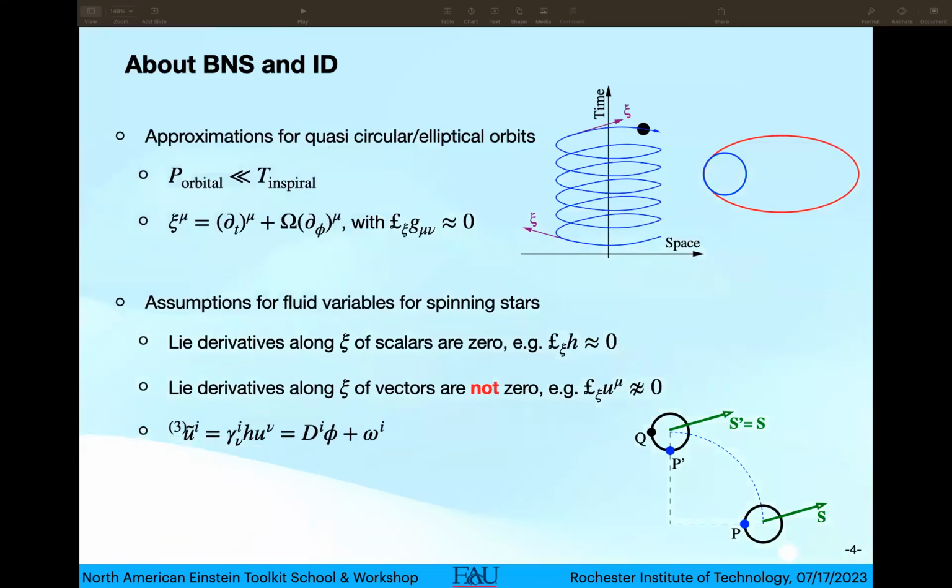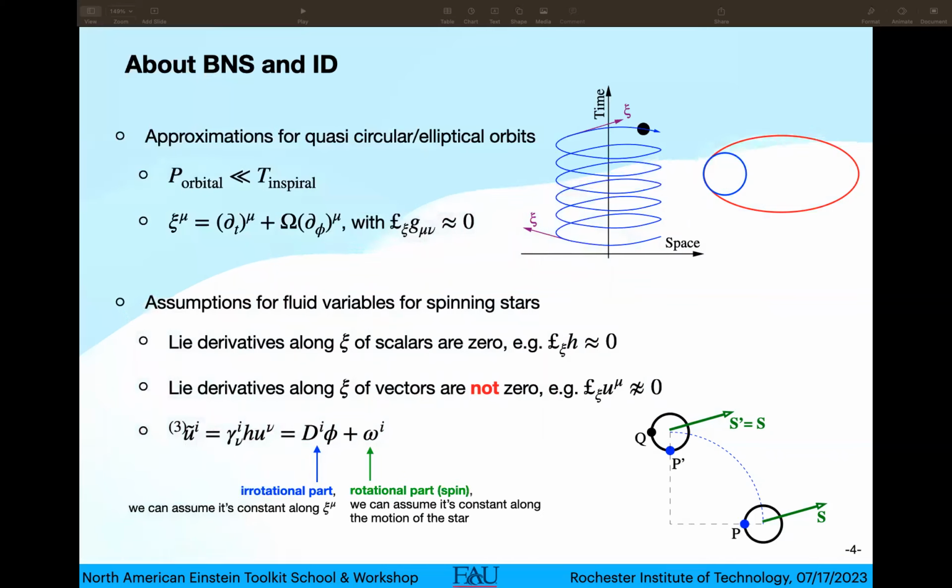So it is possible to separate the fluid velocity into two components. The first part is the irrotational part, and in this case, we can apply the Lie derivative with respect to the tangent vector. But there's another component which we need to deal with in another way, and actually, this is how we introduce the spin into this model.